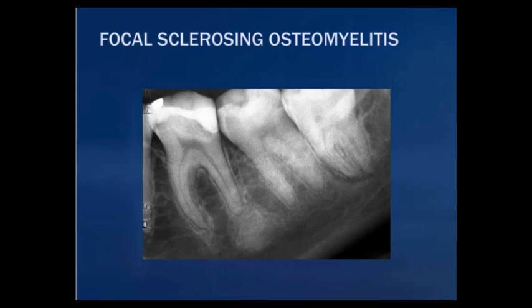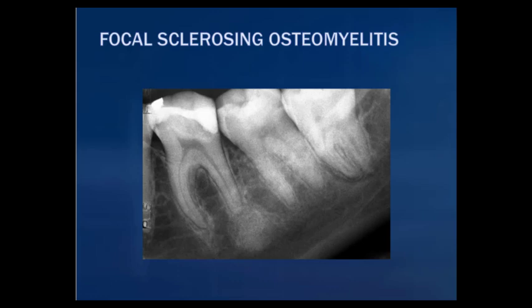This one is focal sclerosing osteomyelitis, but it's generally termed condensing osteitis. Most of the time you're going to hear this called condensing osteitis. And that's just a condensing of the bone that happens at the apex when there's been a chronic low-grade infection. And that's just the body's way of overcoming that infection in a different way.